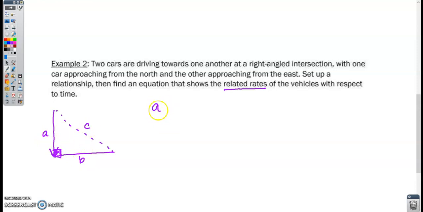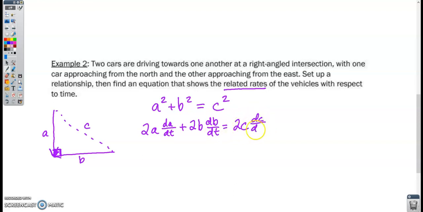The most clear model that we can come up with here is using the Pythagorean theorem. And this is an equation that relates the variables a, b, and c. And then to relate the rates of those things, all I'm going to do is take the derivative with respect to time. The derivative of a squared is 2a dA dt. The derivative of b squared is 2b dB dt. And the derivative of c squared is 2c dc dt. And so now I have an equation that relates the rates of those vehicles.